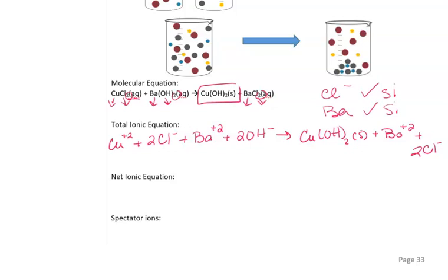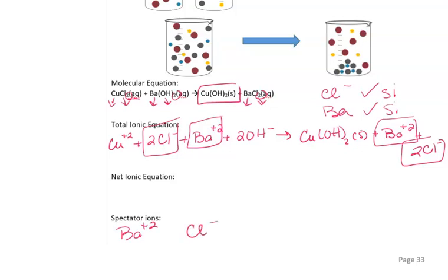Okay, now let's just find our spectator ions from our total ionic equation. So barium is an ion on both sides. Chlorine is an ion on both sides. So our spectator ions are barium and chlorine. Anytime you're talking about an ion, you need to have a charge on it. Which means our net ionic equation won't include those two things. Copper plus 2 hydroxides gives us copper hydroxide. That's our net ionic equation.